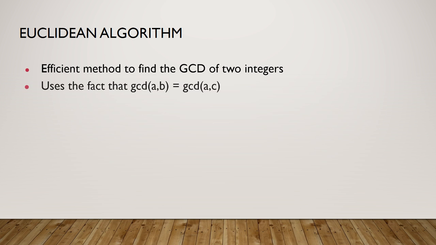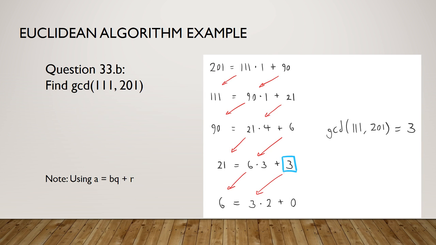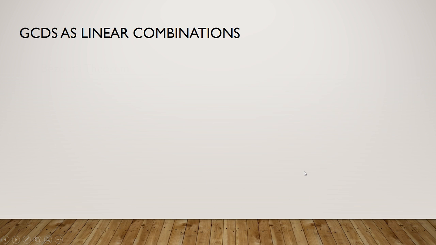An efficient way to find the GCD of two integers is the Euclidean algorithm. If A is greater than B and C is the remainder when A is divided by B, you end up getting this formula. So you divide by the largest number, like 201 divided by 111, you get 1 times 111, and then you get 90 left over. You just keep doing this. Whenever you get 0 as the remainder, your previous number is your greatest common divisor. So in this case, it's 3.